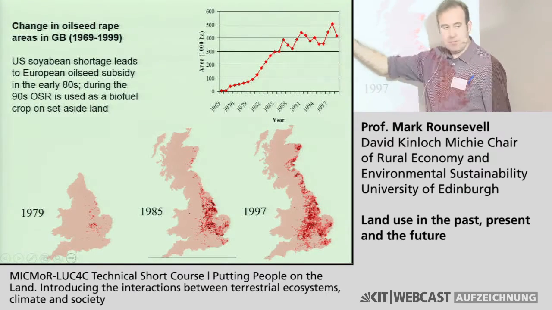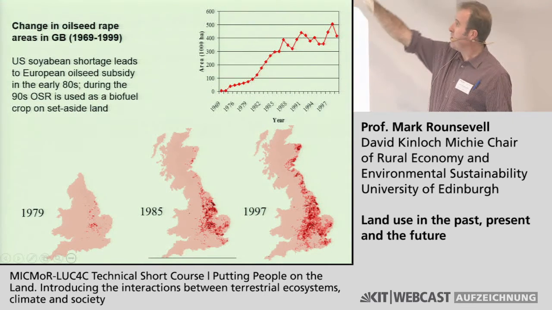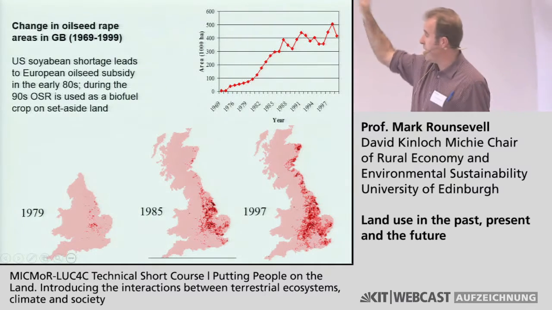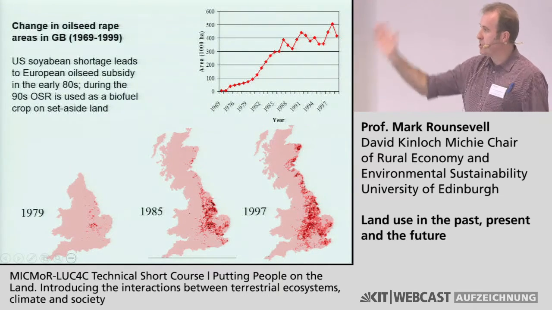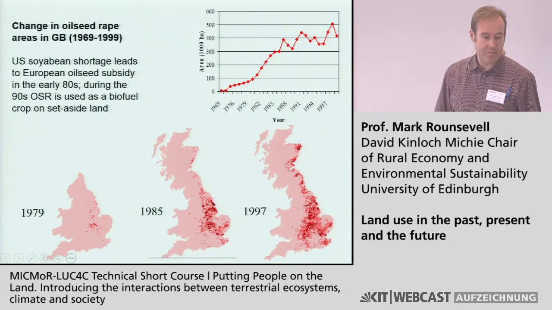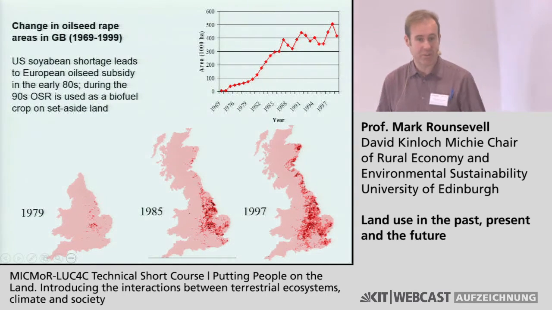85, a sort of fairly massive expansion and further expansion through the 90s. And it follows this actually, as I'll come back to a little bit later on to explain to you, this logistic sinusoidal curve. So what happened? It's all to do with international trade. Due to changes in the US soybean production, the European Union introduced a subsidy for the production of oilseed rape.